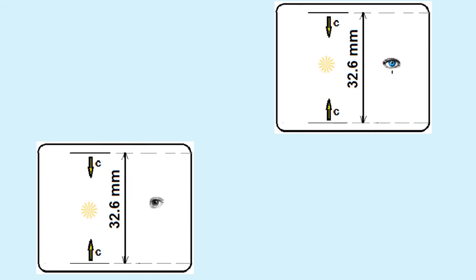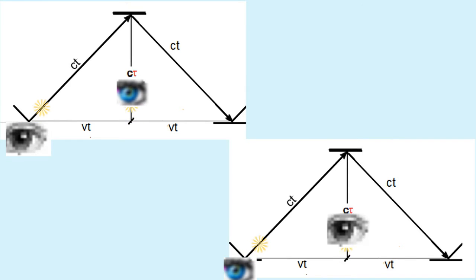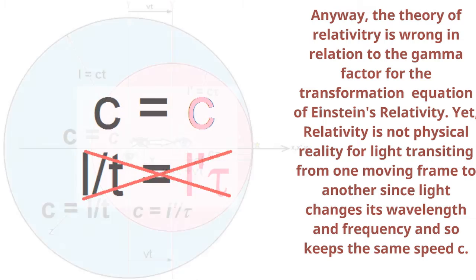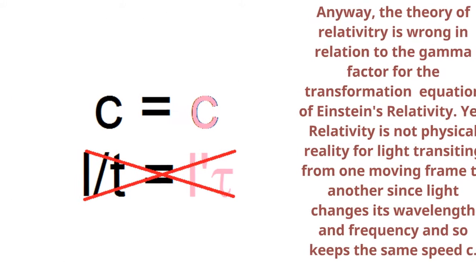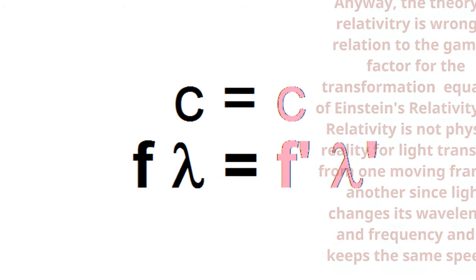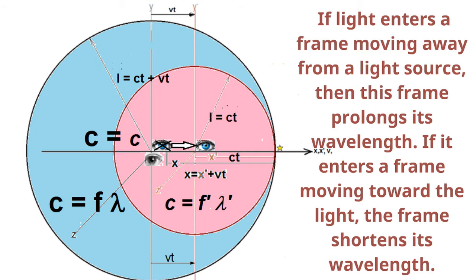However, nobody measures these proclamations about other time and length. If he would do, he violates the first postulate and the principle of reciprocity proposed by Einstein at first. Anyway, the theory of relativity is wrong in relation to the gamma factor for the transformation equation of Einstein's relativity. Yet, the relativity is not any physical reality for light transiting from one moving frame to another, since light changes its wavelength and frequency and so keeps the same speed c.